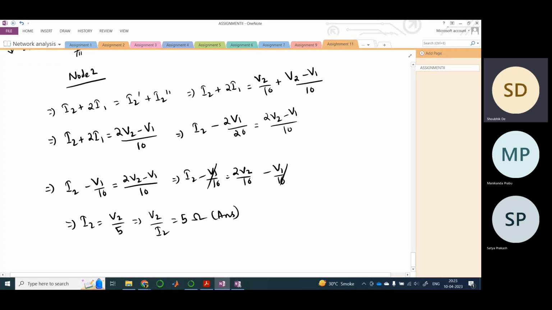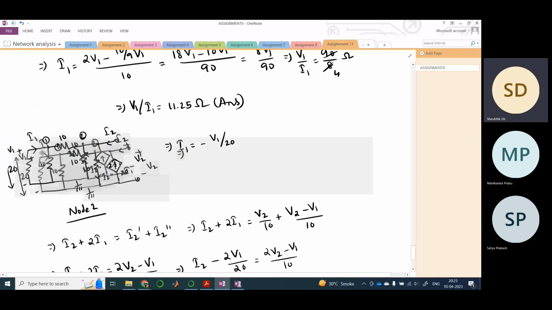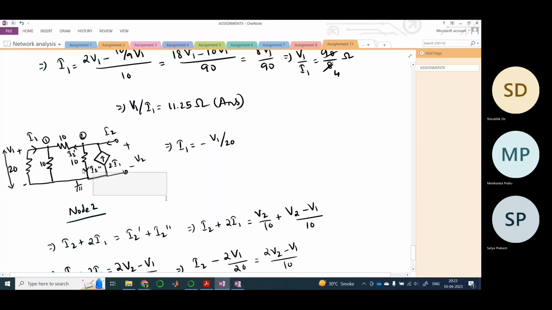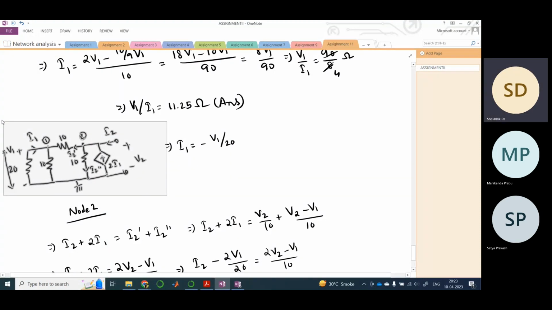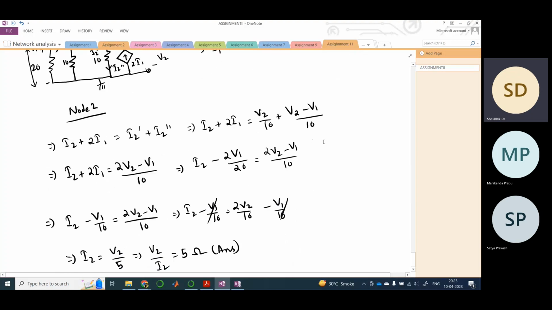Much simpler than the previous problem. So you need to remember, I mean, you need to identify this. I1 is V1 by 20, right? You need to identify this. So this is the solution to the last question of this assignment. I hope this is clear.